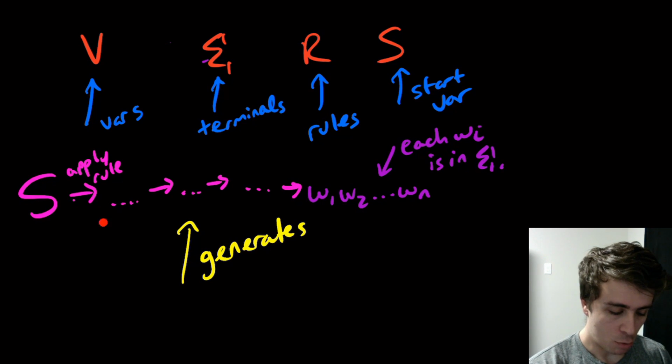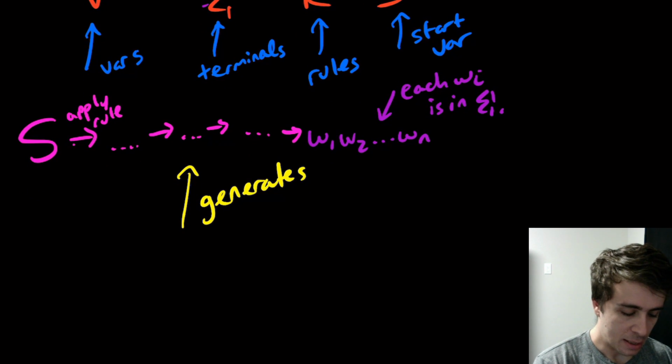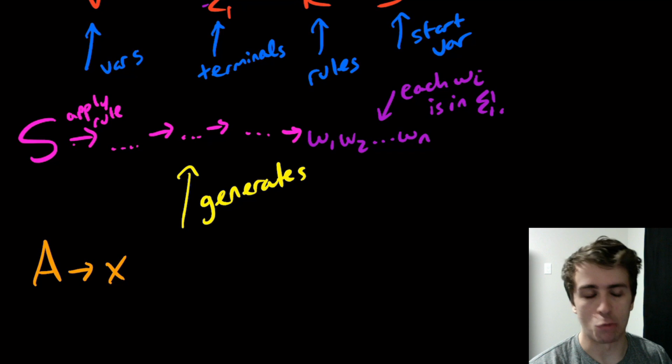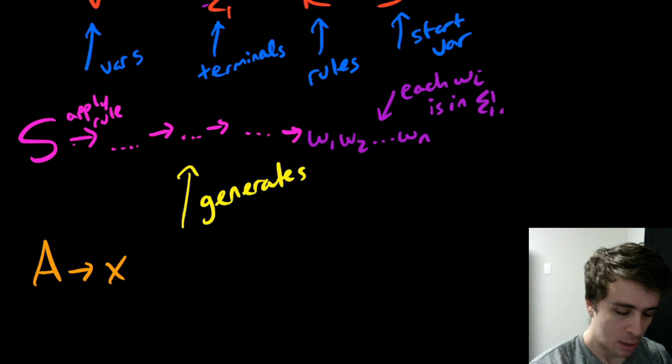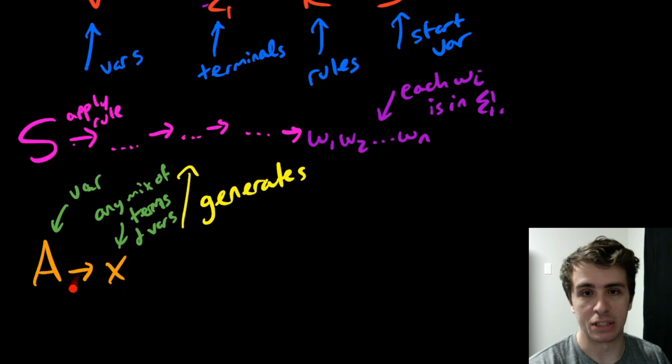So what do these rules look like? They are going to be some variable A with an X on the right-hand side, and I can have as many rules of this type as I want. So what is this form? A right here is a single variable, and the X on the right-hand side is any mix of terminals and variables, anything on the right-hand side of this arrow right here.